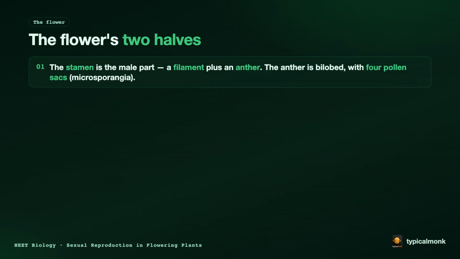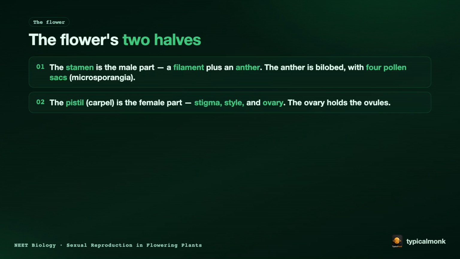First, let's understand the two halves of a flower. The stamen is the male part, a filament and an anther. The anther is bilobed with 4 pollen sacs, that is, microsporangia. The pistil, that is the carpel, is the female part. Stigma, style, and ovary. The ovary holds the ovules.